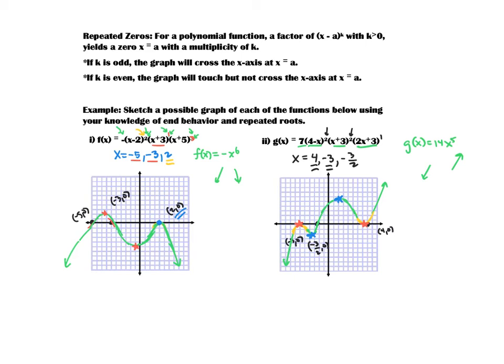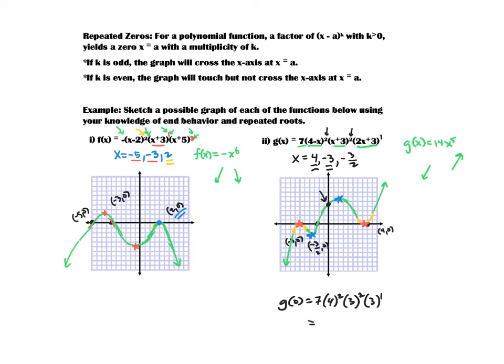Now, one thing I do want to point out is that I could find the y-intercept if I plug in a 0 for x. So let's quickly do that. If you plug in a 0 for x, so g of 0 will be 7 times 4 minus 0 squared times 0 plus 3 squared times 2 times 0 plus 3 to the first.